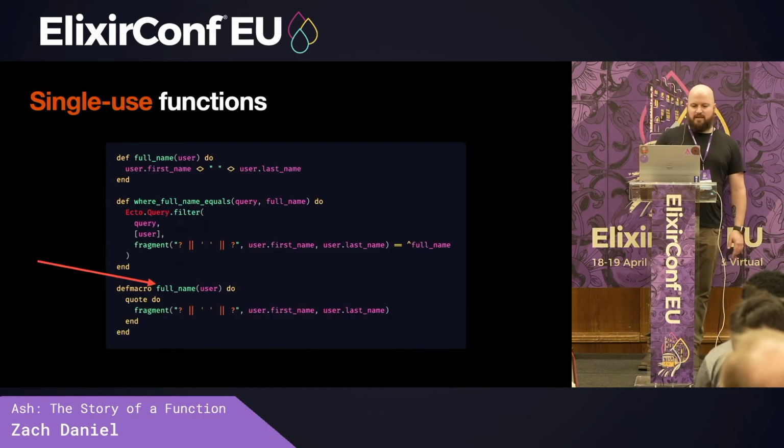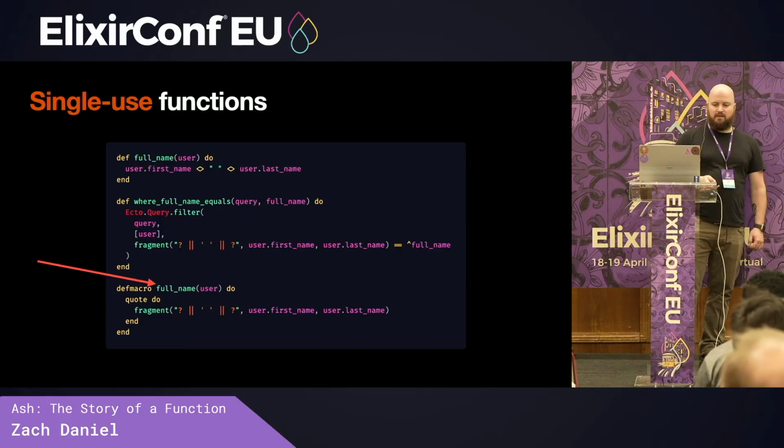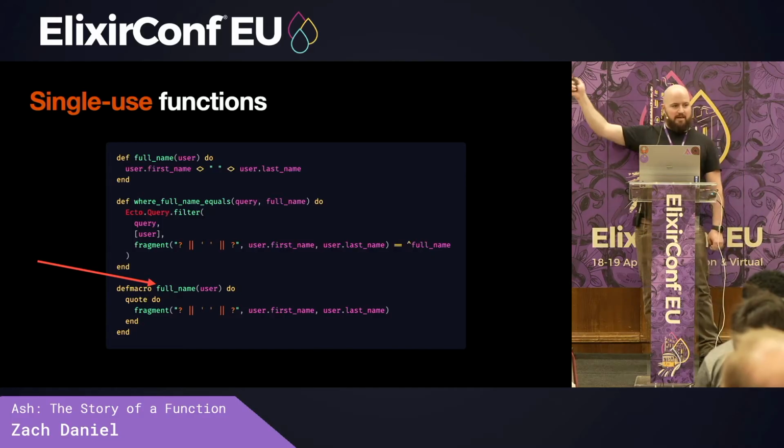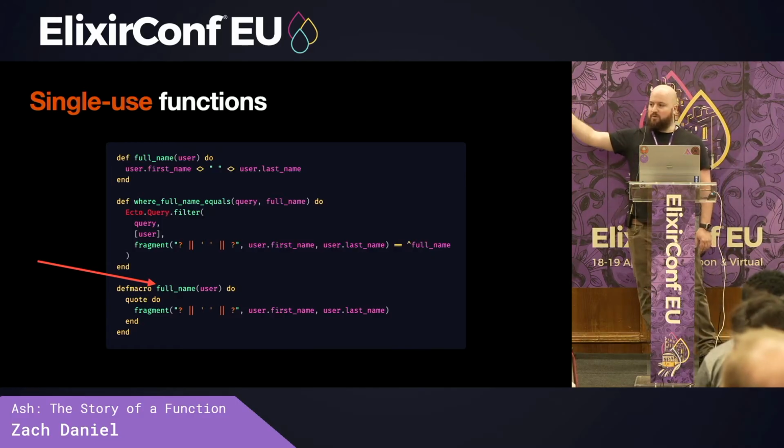You can do some cosmetic things. You can make a macro called full name so that at least they are named the same thing and it's not quite so confusing. But they will be two different things. You will always have the version that does it in Elixir, and you will always have the version that does it in your SQL query. Now, whether or not you want to do search on full name is your own problem.